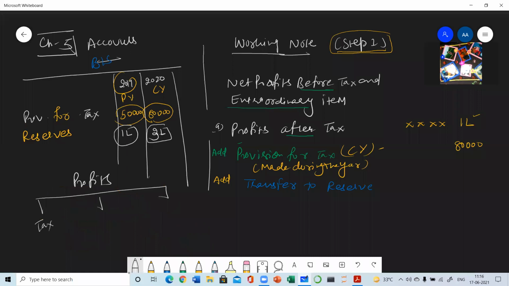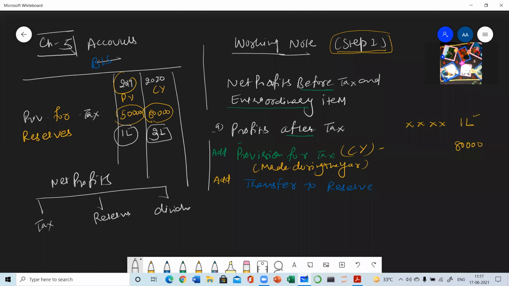I have got answers from a few students. Very good, Ambika. Very good, Siddhi. So taxes, then reserves, and then dividend. All these three are the appropriations of the profits. These are the net profits.